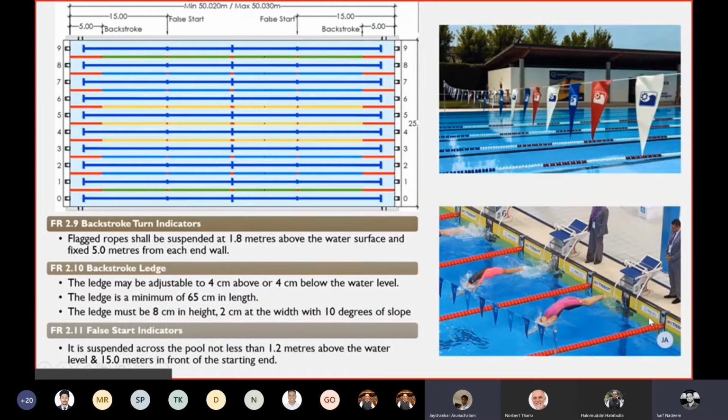The ledge must be 8 centimeters in height. The overall depth has to be 8 centimeters. Width could be around 2 meters with a 10 degree slope. These are the false start indicators, as I said, located here.